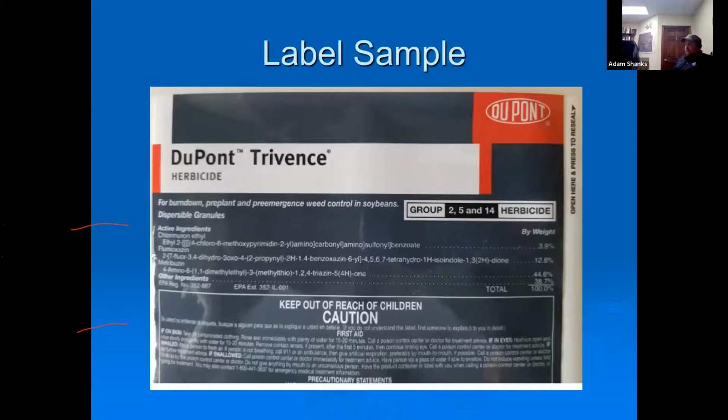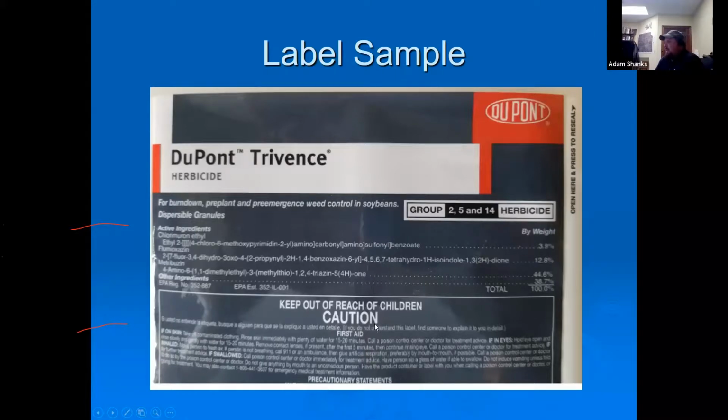So just in the last couple minutes here, I took some examples of labels out in my shop. Looking at this one, right off the top of your head, you see caution. Keep out of the reach of children. This one has 3 different active ingredients. This one's got some metribuzin in it for some residual control. You can see it's dispersible granules, so this is a granular product.